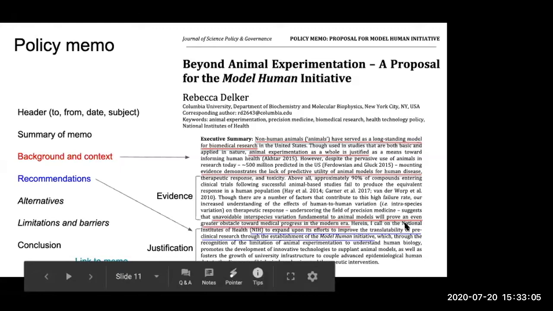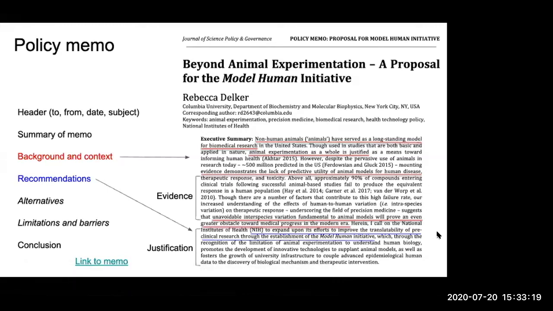And then what they're saying is that they recommend, based on this data, that NIH expand its efforts to improve the translatability of this research through establishing the model human initiative. So it's a pretty basic structure: the background, backed by data, and then the recommendations that they're making. Typically this would also have alternatives to the policy, as well as limitations and barriers to the policy that they're proposing. That's not here in the summary.